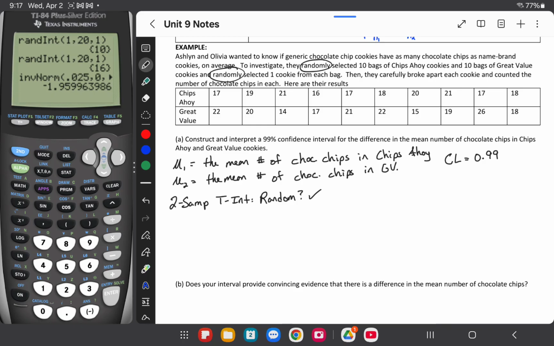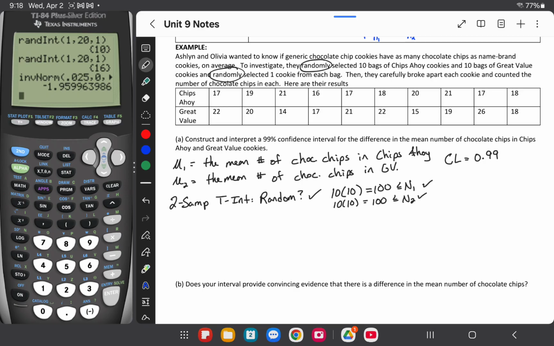Next, let's go ahead and check our 10% condition so we can calculate standard deviation. We're going to take 10 multiplied by our sample size of 10 cookies, which in total is going to be 100. Could they have sampled more than 100 cookies for the, we'll say Chips Ahoy first as N1? And the answer to that is yes. Could they have also sampled more than 100 of the Great Value brand? And the answer there is also yes.